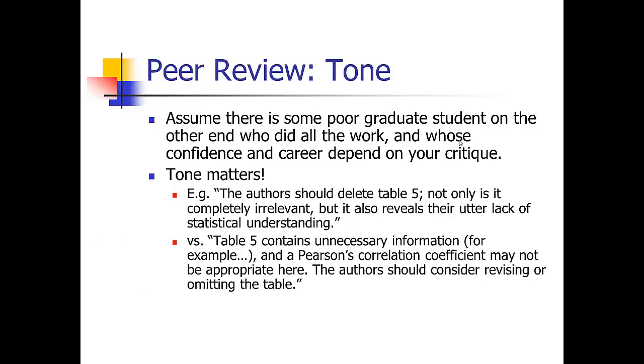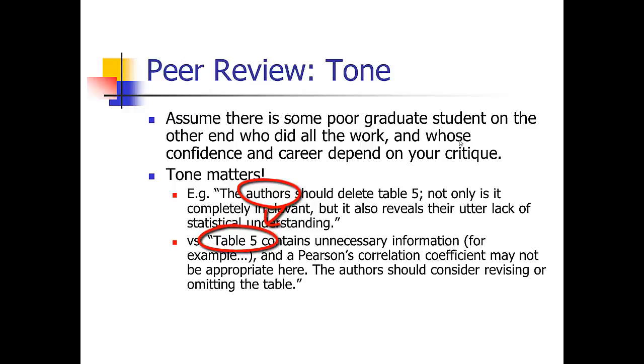Compare that to, Table 5 contains unnecessary information. For example, let me give you a specific. A Pearson correlation coefficient may not be appropriate here. The author should consider revising or omitting the table. So notice how very different. Those are actually the same criticisms, but they're couched in a very different tone. So of course we always want to shoot for that second way of presenting things. Notice that that second way doesn't critique the authors, but it focuses on the table and the specific issues in the table.